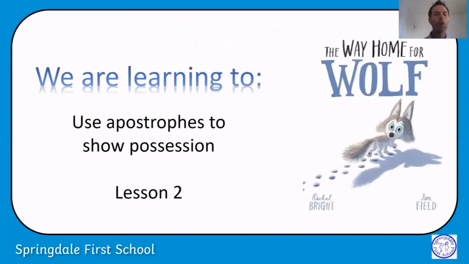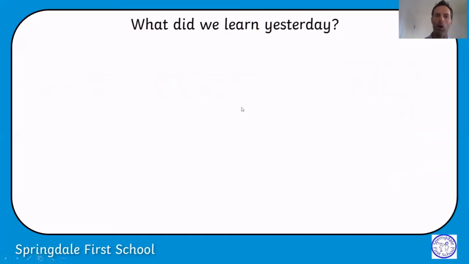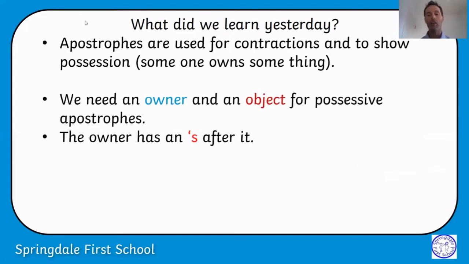So today we're going to be moving on to our second lesson of using possessive apostrophes. Let's recap. What did we learn yesterday? Apostrophes are used for contractions. Contractions means to make something shorter, but it's also used to show possession, that something or someone owns something. We need an owner and an object for possessive apostrophes. That's really important. An owner and an object.